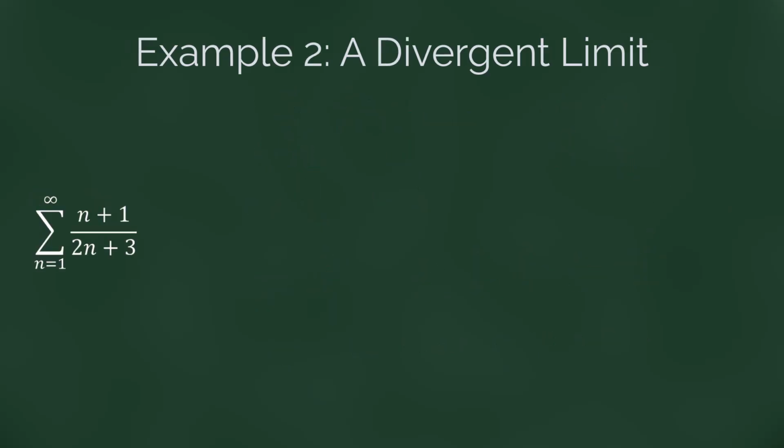All right, for this last example, we're going to take a look at the series from 1 to infinity of n plus 1 over 2n plus 3. Because we have a 1 over n built into the denominator in a sense, let's go ahead and do a comparison. Let's compare our given series n plus 1 over 2n plus 3 to the series 1 over n. So we're going to evaluate the limit as n goes to infinity of n plus 1 over 2n plus 3 over 1 over n.